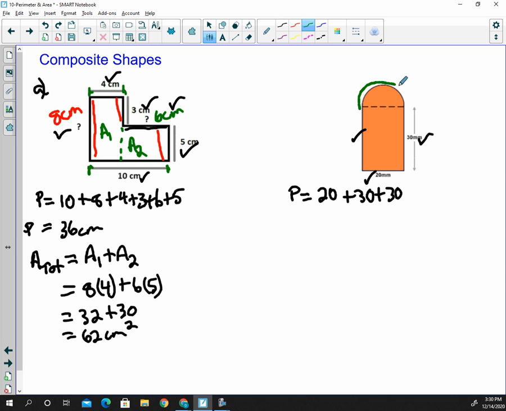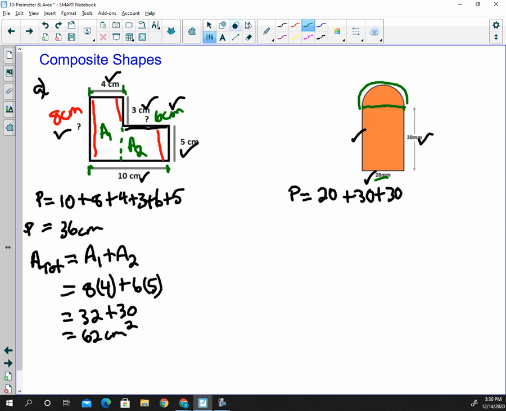Well, this part up here is really just half a circle. So really, we want to take the circumference of that circle and divide it by 2. And so you might be wondering, how do we find the circumference of that circle if we weren't given any measurements? But notice here, we actually know the diameter of that circle. The diameter of that circle is this line right here, which is this 20 millimeters. So we're going to add the circumference of the circle.